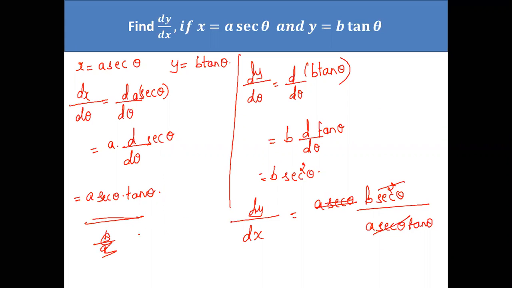But we have one more thing: secant theta by tan theta. What is secant theta? I can write secant theta as 1 by cos theta. Correct? Secant theta is the reciprocal of cos theta. How can I write tan theta? Tan theta is sin by cos, but now I have it as 1 by tan theta. What is 1 by tan theta? 1 by tan theta is cot theta, correct?